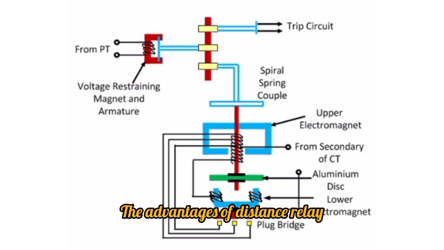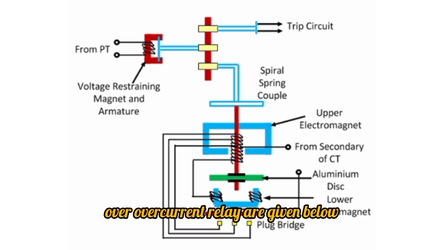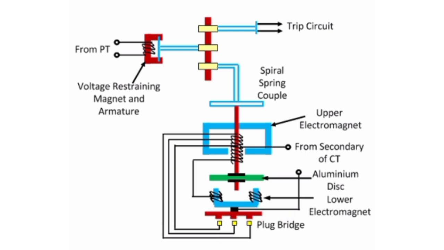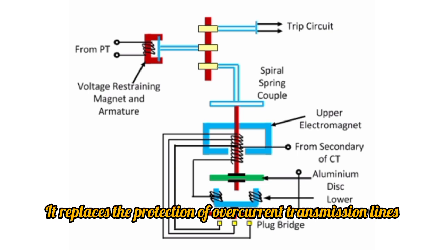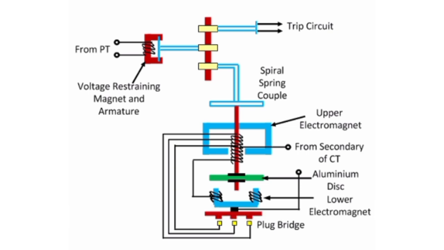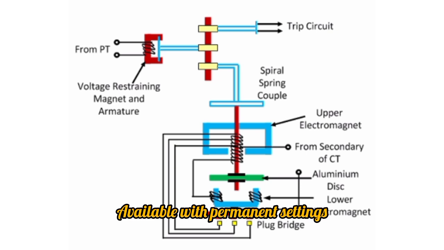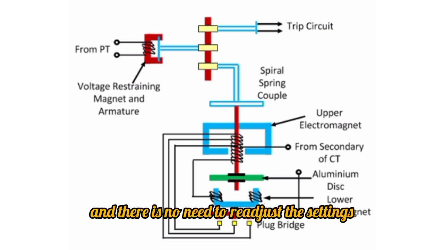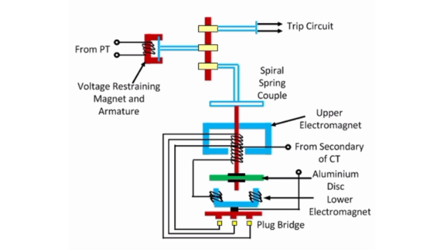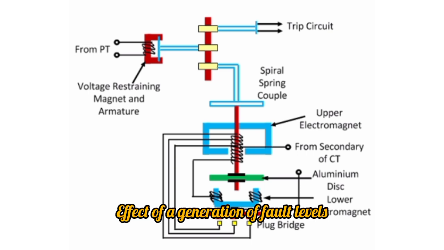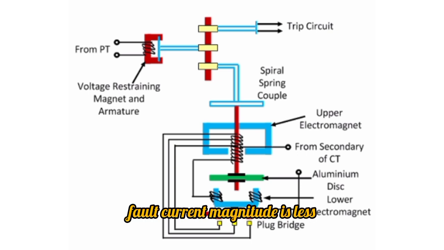Advantages. The advantages of the distance relay over the current relay are given below. It replaces the protection of over-current transmission lines. Provides protection very fast. Coordination and application are very simple. Available with permanent settings, and there is no need to readjust the settings. Effect of generation on fault levels and fault current magnitude is less. Permits high load lining.